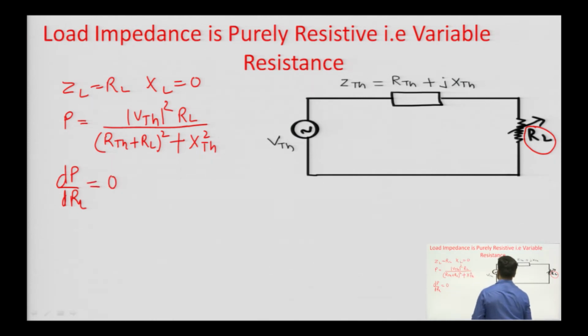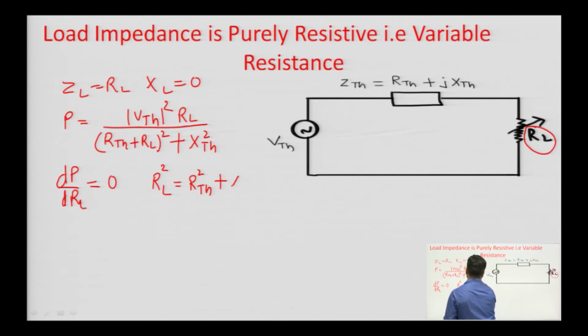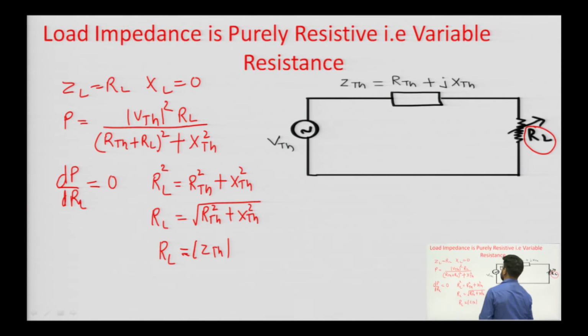To get the condition for maximum power, we differentiate power with respect to R L, and we will get R L square must be equal to R T H square plus X T H square, or we can say that R L must be equal to the square root of R T H square plus X T H square, or R L must be equal to the magnitude of Z T H.